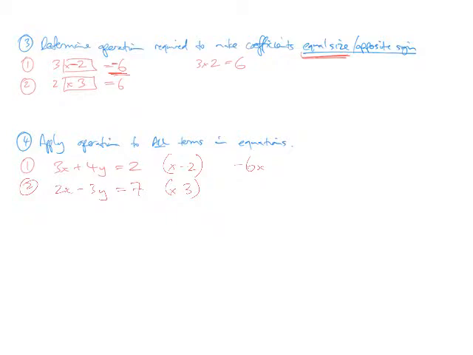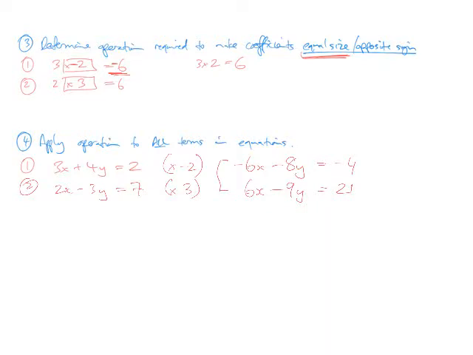Positive 4y times by negative 2 is going to be negative 8y. And the last term, negative 2 times by 2 is going to be negative 4. So I've done the times by negative 2 on the top line to all the terms. Times the bottom line, all the terms by 3. 2x times by 3 is going to be 6x. Now you can see that the coefficients of x are equal in size, opposite in sign. Negative 3y times by 3 is going to be negative 9y. And 7 times by 3 is 21.